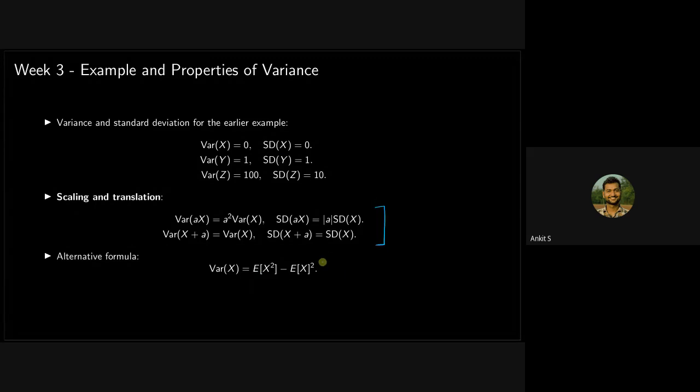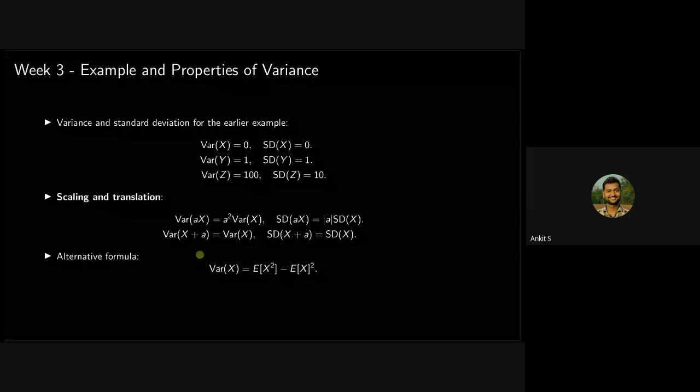Scaling and translation. We have seen scaling and translation of expected value; here we have it for variance. If you scale the random variable by a, the a will come out as a squared. Understand? In the case of standard deviation, it will come out as mod of a.